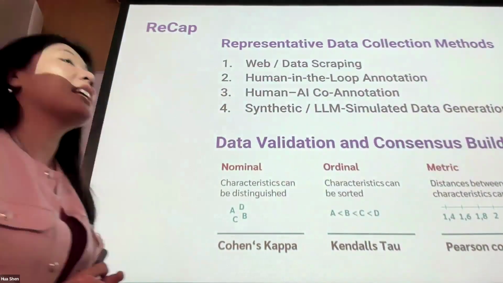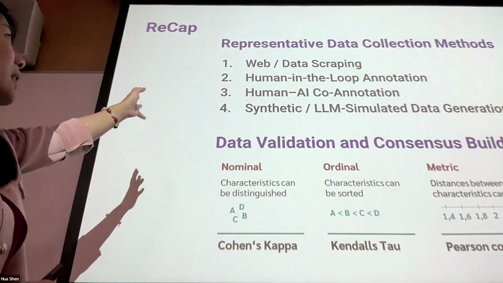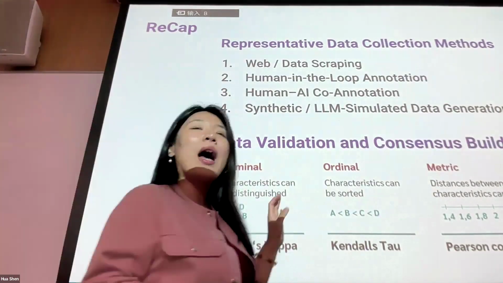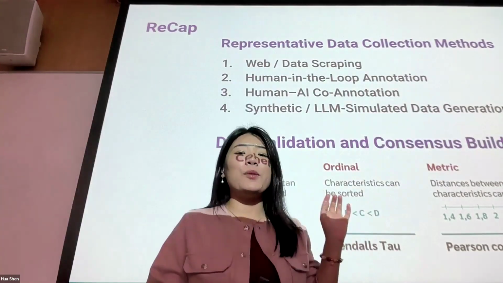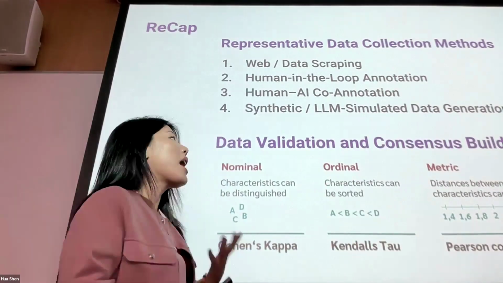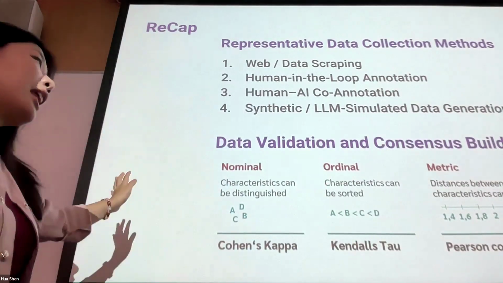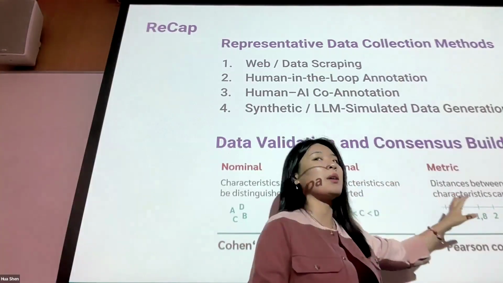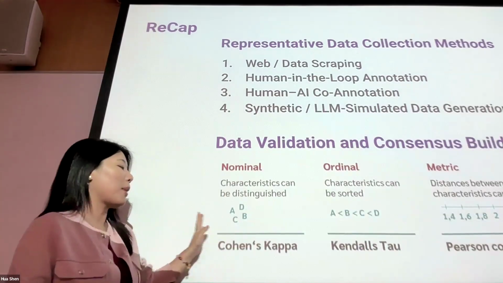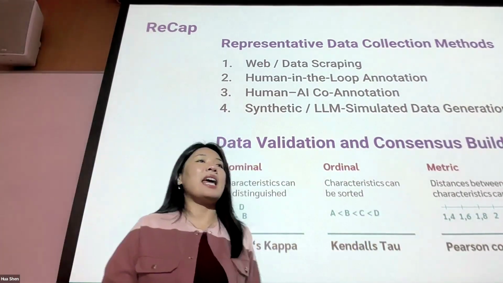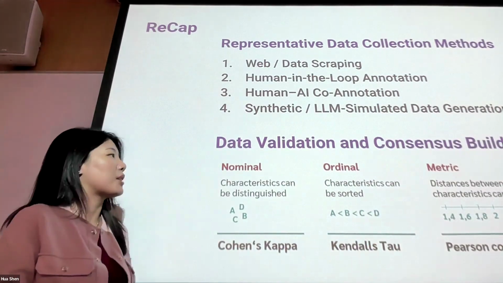For a quick recap of what we discussed last time, we discussed the representative data collection methods, such as web and data scraping, human-in-the-loop annotation, human-AI co-annotation, and synthetic or LM-simulated data generation. We also talked about different data validation methods and consensus building methods, such as Cohen's kappa, Fleiss' kappa, and different correlation and alpha-related metrics as well.